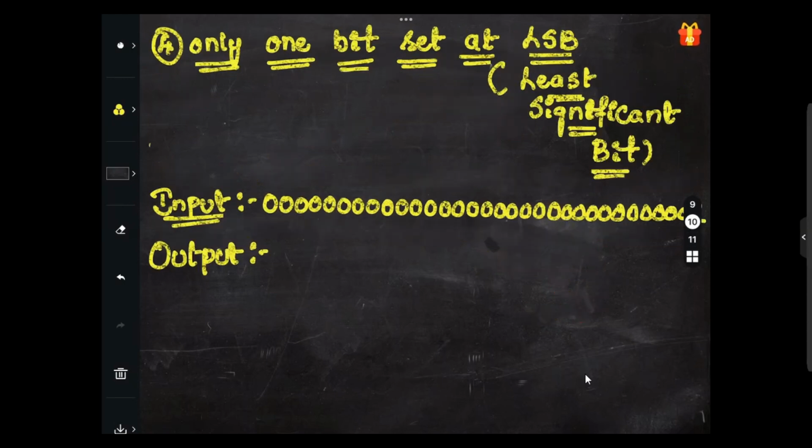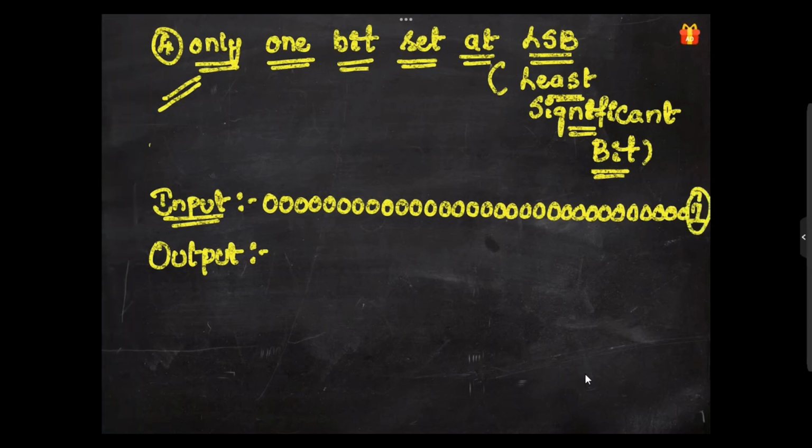Let's move on to the final edge case, the fourth edge case: only one bit set at the least significant bit. Only one bit set at the LSB. Input here, this one, so here we have 1. So the output will be 1.